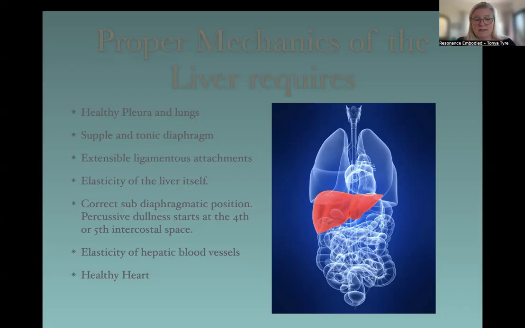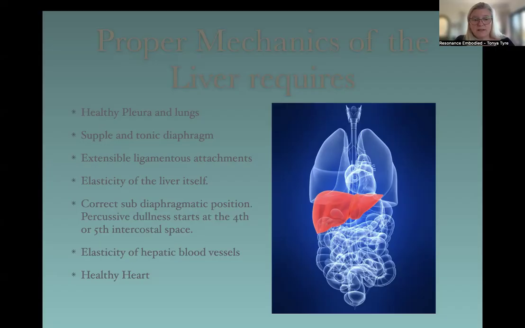The other thing we want to see is very nice extensible ligamentous attachments. Not too extensible like what we see if there's been a whiplash or anything like that, but we also just don't want things to be shortened and fibrotic and stuck as well. So then there's also the elasticity of the liver tissue itself. And so, there's a parenchyma feel to the liver. I don't know if you guys remember that word from school, but we want there to be a nice elasticity to the parenchyma of the liver.